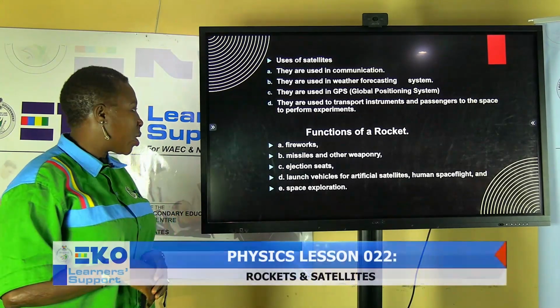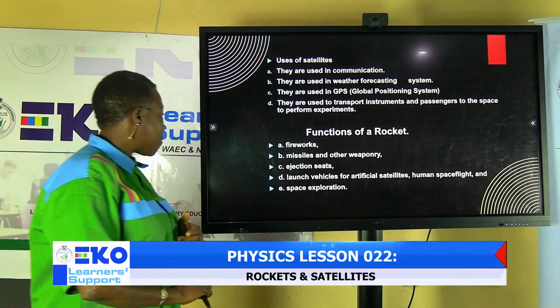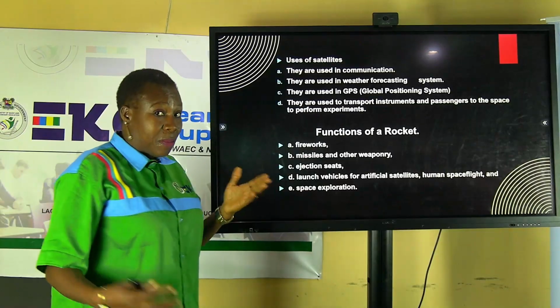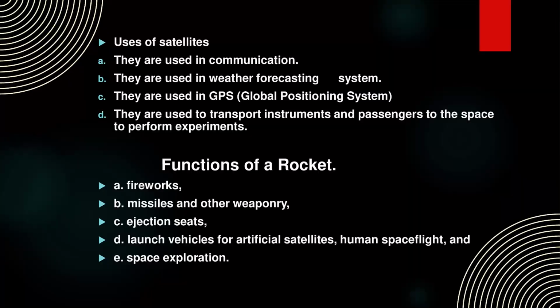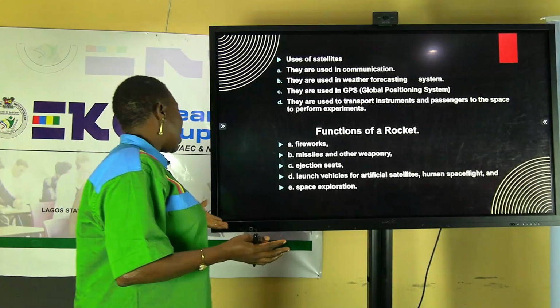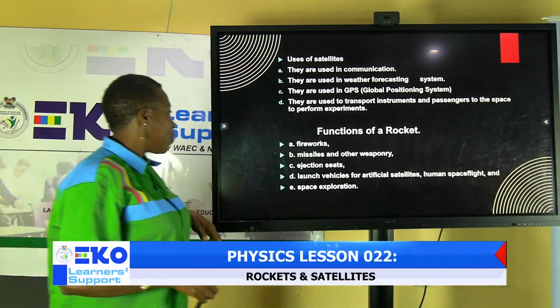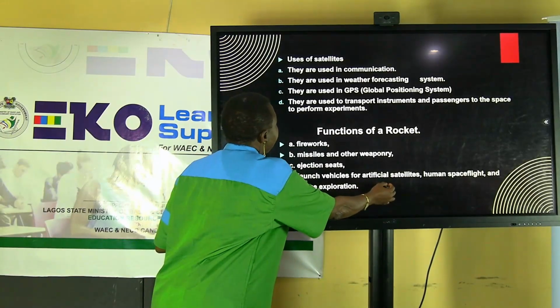What are the functions of a rocket? It is used as fireworks, missiles and other weaponry, ejection of seats by pilots, launch vehicles for artificial satellites, human space flight, and for space exploration. Those are the functions of a rocket.